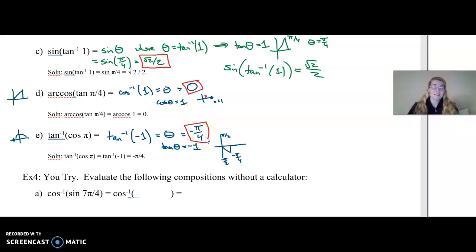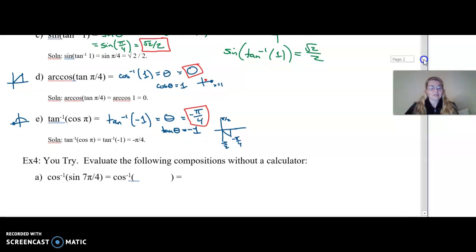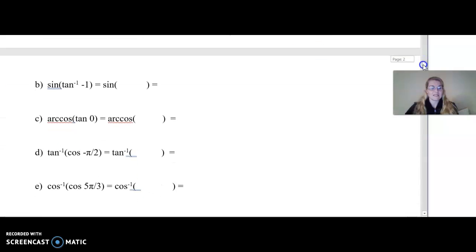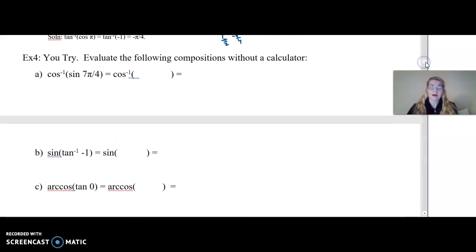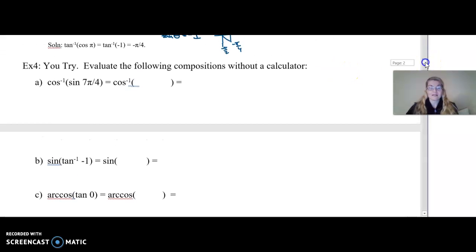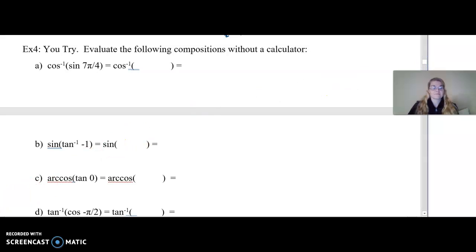Alrighty? I would normally say any questions, but you're watching a video, so sadly, if you have questions, you're just going to have to pause and rewatch and/or email me. But for now, I'm going to assume there are no questions, and you try. Evaluate the following compositions without a calculator. Example 4 has A, B, C, D, and E. So please, right now, pause the video and attempt these on your own. All right, good.